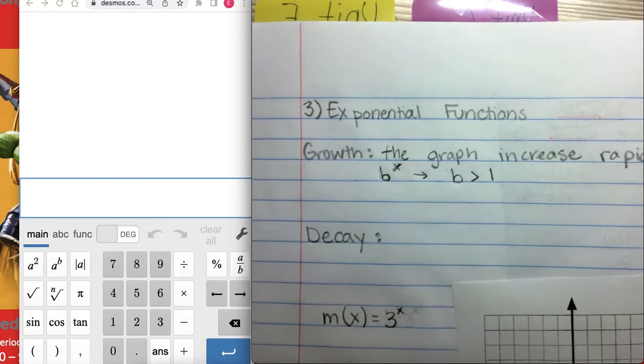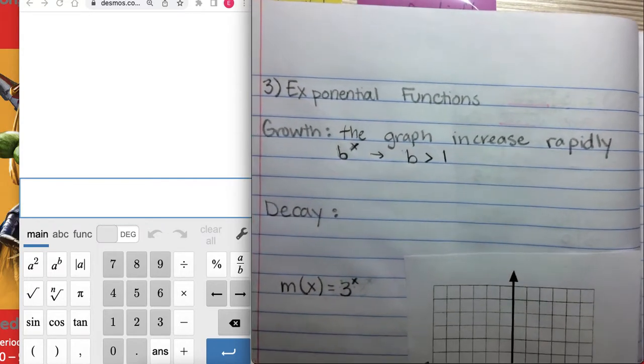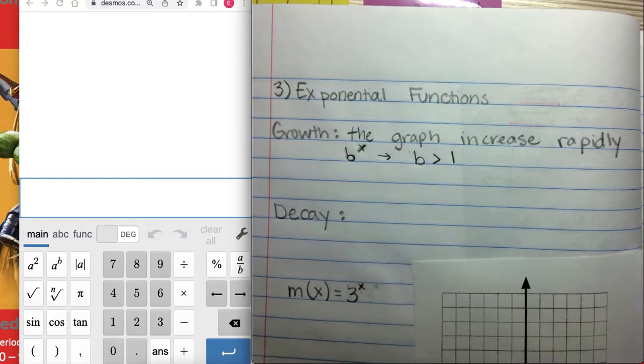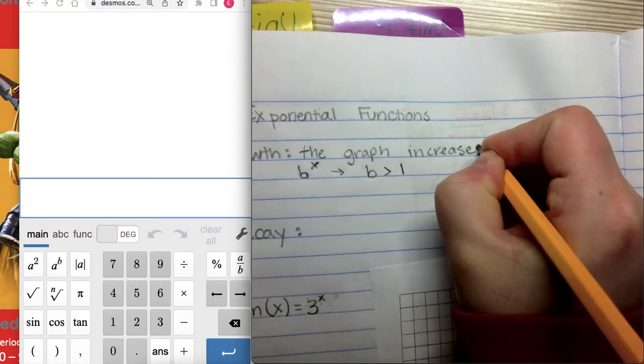Okay, nope, you can't see all of that, sorry. Okay, so the graph increases rapidly. Oops, I should say increases, I guess.